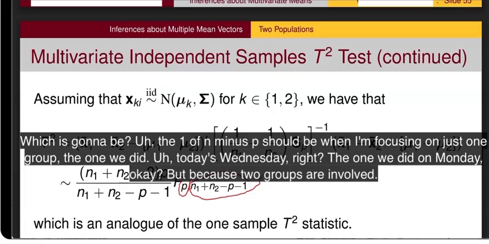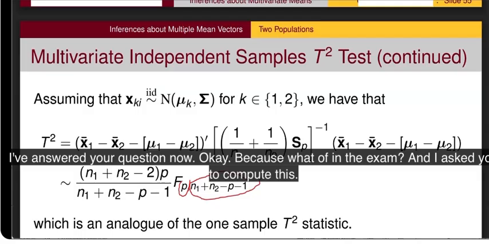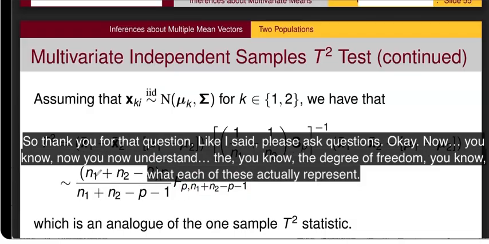The one we did, today's Wednesday, right? The one we did on Monday. Okay. But because two groups are involved, it's going to be, oh, the number of samples in the first group is n1, the number of samples in the second group is n2, then I will subtract the number of variables. Then I will also subtract one. Have I answered the question now? Because what if in the exam I ask you to compute this, you should be able to know what a particular formula represents. So thank you for that question. Like I said, please ask questions.